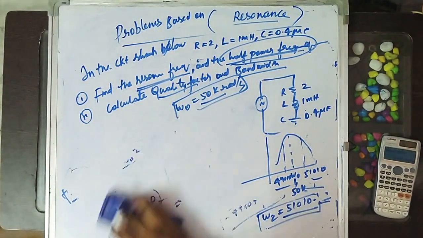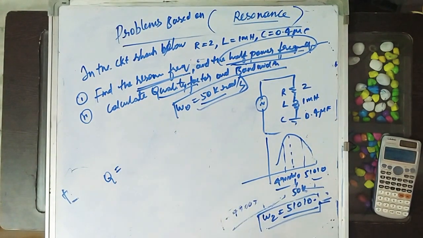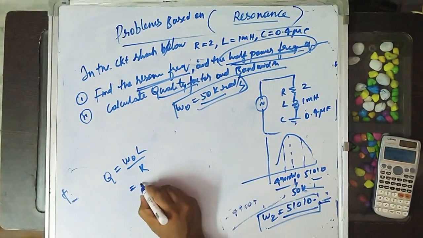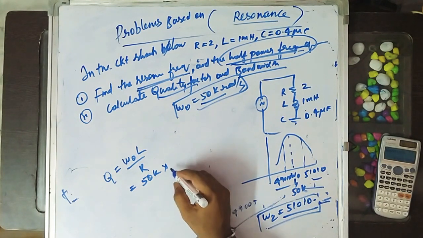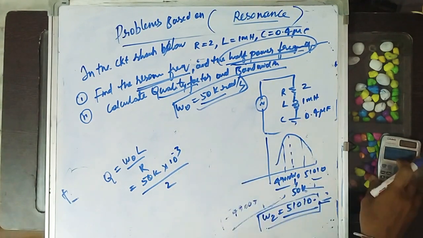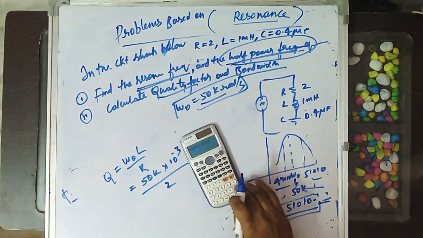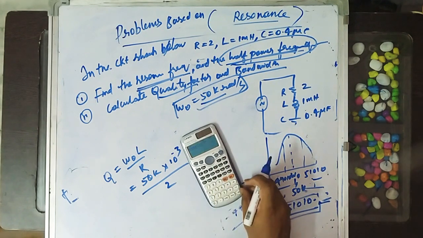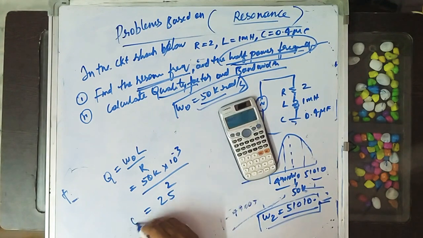So in the quality factor we have the direct equation. So quality factor Q equal to what? Omega naught L by R. So you have omega naught as 50k into L, 10 power minus 3, divided by 2. So the quality factor is 50 into 10 power minus 3 division by 2. The quality factor Q equal to 25.